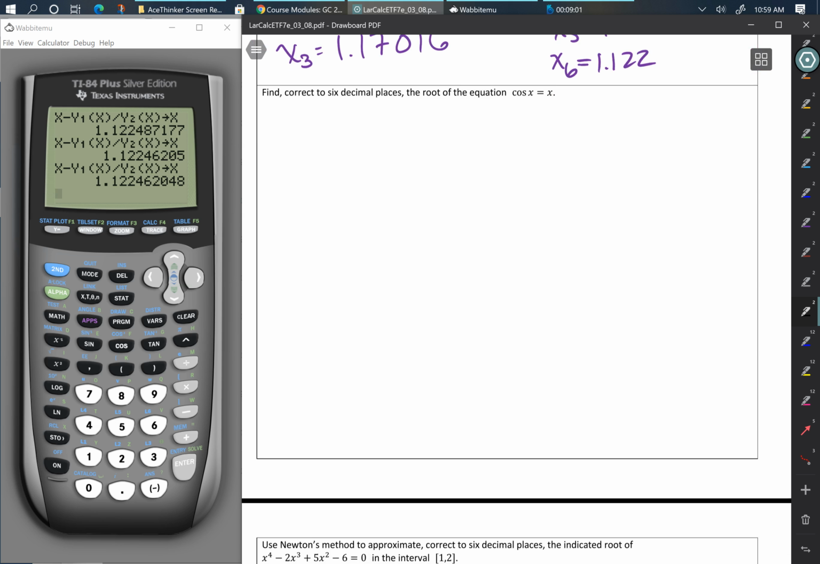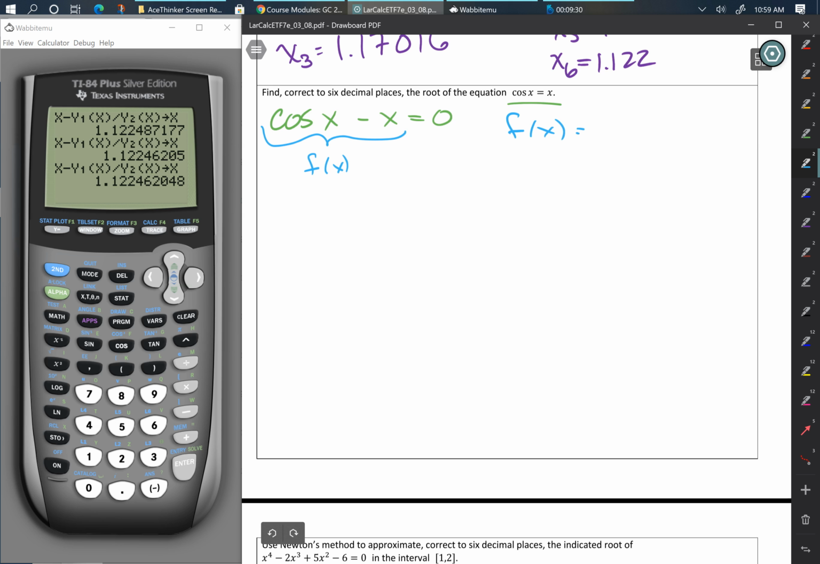Find correct to 6 decimal places the root of the equation cosine x equals x. So when will cosine x equal x? Well, first off, that's not a function that is equal to 0, so I need to change it. I'm going to rewrite that and say that's the same as when is cosine x minus x equal to 0. And now I do have a function, f of x, that can be set equal to 0.